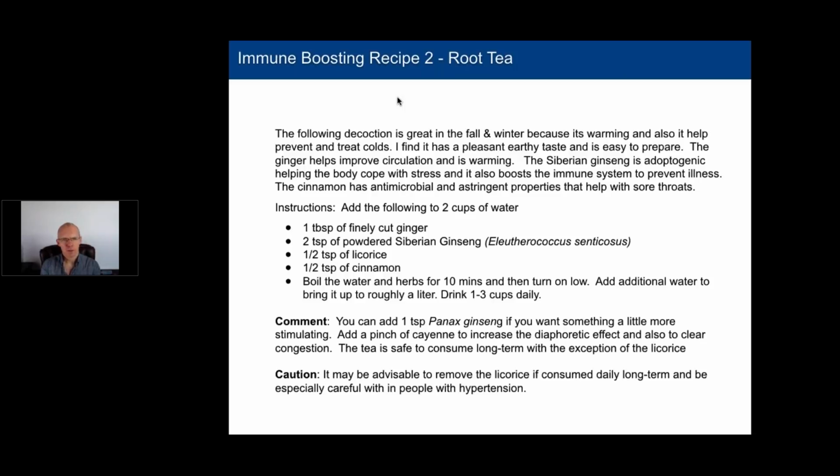This is a tea that I often will drink in the wintertime, and it's basically I use fresh ginger and a little bit of powdered Siberian ginseng. Siberian ginseng is another good immunomodulator, adaptogen that helps the body cope with stress. You can also add a little bit of licorice, that's optional. Licorice has some good antiviral properties we'll talk about shortly. And then cinnamon, just because I like the taste of cinnamon.